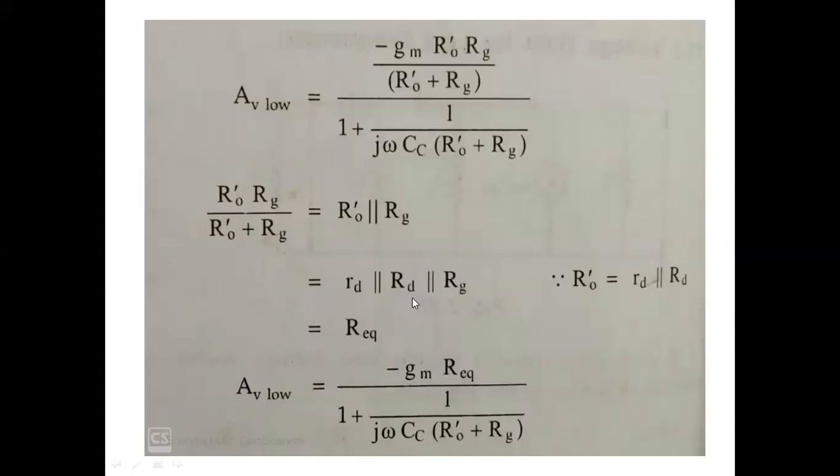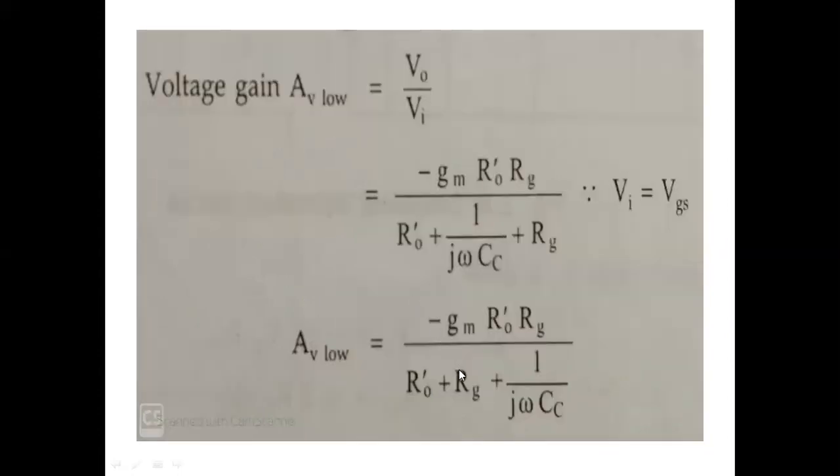And next, in order to get the voltage gain in terms of frequency, in order to draw the frequency response, we are dividing the numerator and denominator by R naught dash plus RG. Then this equation becomes minus Gm R naught dash RG by R naught dash plus RG, divided by R naught dash plus RG by R naught dash plus RG. That will become 1 because those two terms cancel, plus 1 by j omega Cc into R naught dash plus RG. I am just splitting the term in the denominator.